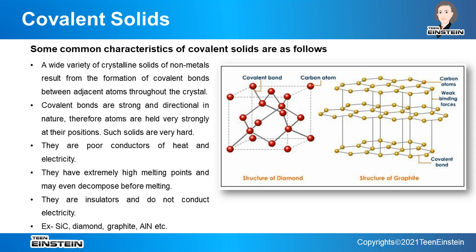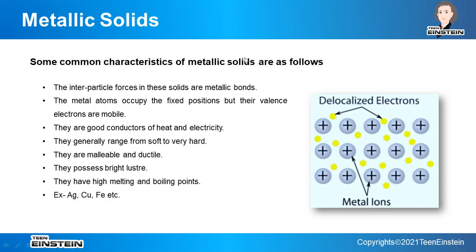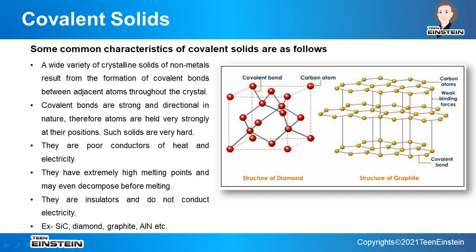Under the solid categories, covalent solid is the third one. Some common characteristics of covalent solids we will see here. A wide variety of crystalline solids of non-metals. So now you can see that these covalent solids we mostly see in case of non-metals. A very good example is carbon.